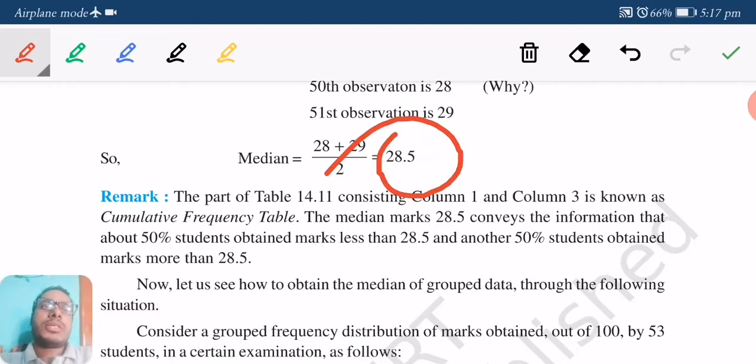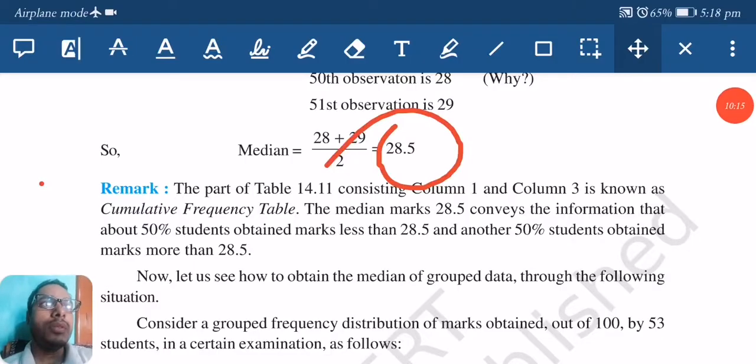This is quite easy for data which is in tabular format, where there is no class interval kind of thing. With classes, it depends on the class size and class interval. So this is the way to find the median of ungrouped data. So far we have gone through the revision of the median of ungrouped data. Now we'll be talking about how to find the median of grouped data. So let's take a few things here to make it a little more clear.